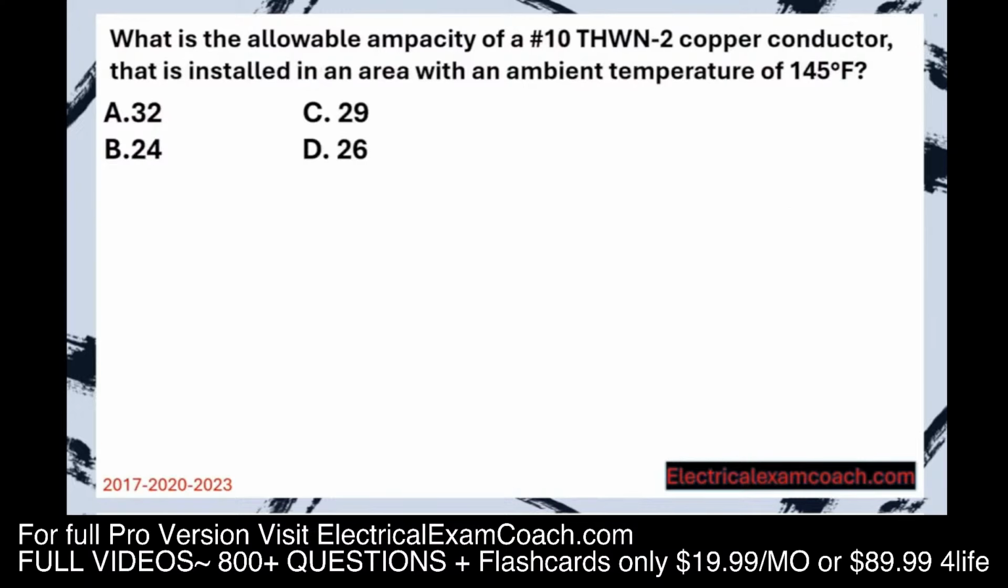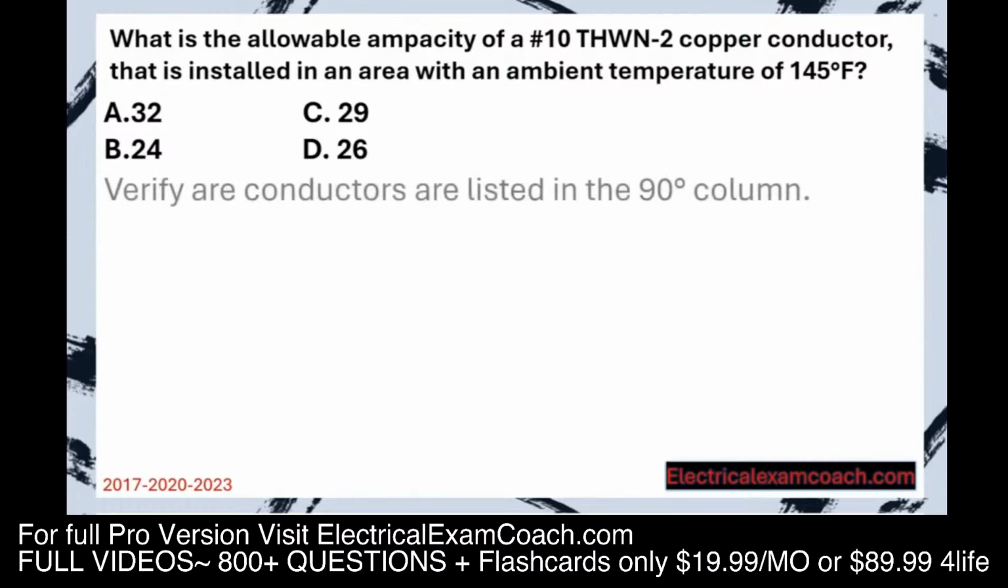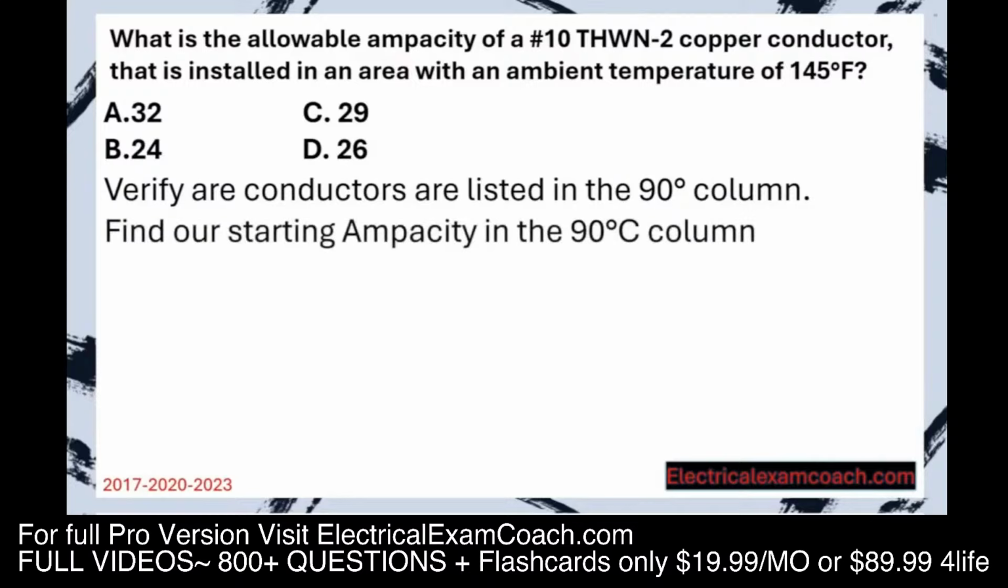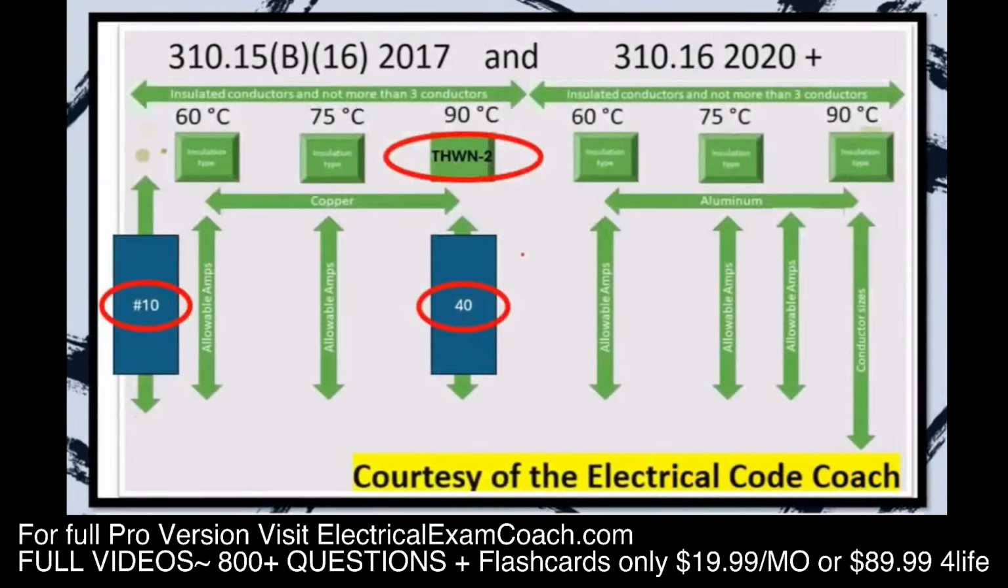What is the allowable ampacity of a number 10 THWN-2 copper conductor that is installed in an area with an ambient temperature of 145 degrees Fahrenheit? Step 1, we're going to verify that our conductors are listed in the 90-degree C column. We head to the table, we look for THWN-2, and sure enough, they're there. Now let's find our starting ampacity in the 90-degree C column. We head back to the table, we come down and find our number 10 on the left, and we cross over to 40 amps.